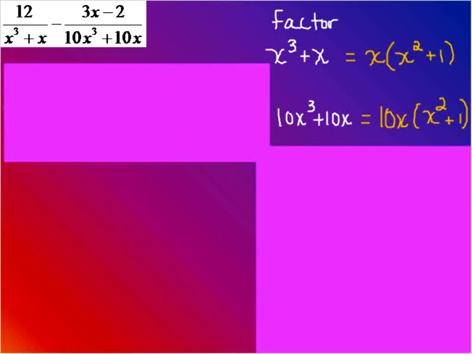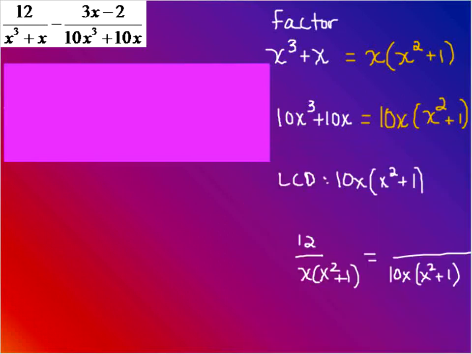So then what we do is we write our least common denominator. Our least common denominator comes from putting your denominators together. So the 10 is part of my common denominator. The x, I have an x appearing in both, I only use it once. And I have the quantity x squared plus 1 appearing in both, I only use it once. So this is my new denominator.